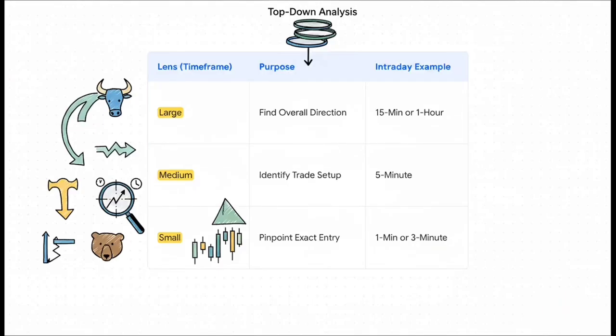So let's say you're an intraday trader. Your large lens, that's going to be your 15-minute or maybe your 1-hour chart, is only for finding the overall market direction. Is it bullish? Is it bearish? Or is it just going sideways? Then your medium lens, say the 5-minute chart, that's where you hunt for a high probability setup that actually lines up with that bigger direction. And then finally, you've got your small lens, the 1-minute or 3-minute chart, and that is purely for execution, pinpointing that perfect moment to get in.